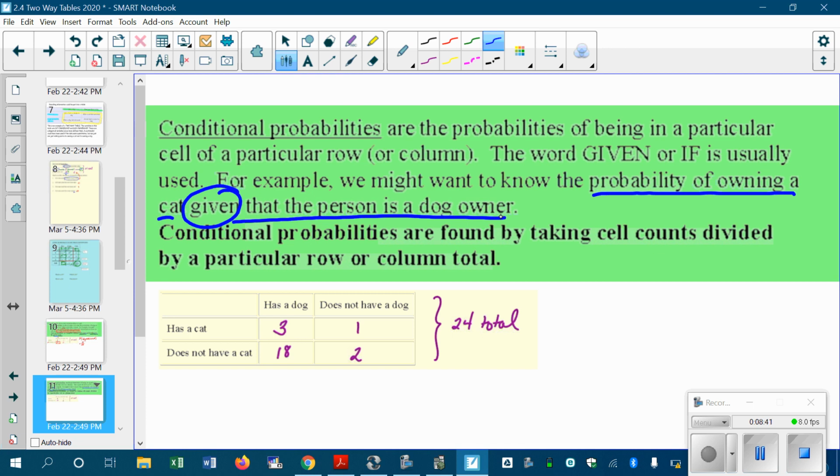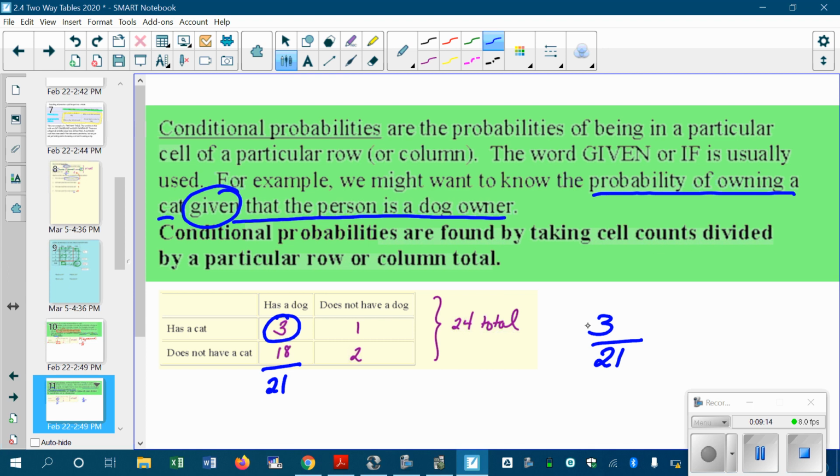So how many dog owners did we have? We had 21 dog owners. And out of those 21, how many of them also had a cat? That's these 3. So my probability of owning a cat, knowing that that person already owns a dog, is 3 out of 21. So I'm not looking here at the whole group. I'm looking at a subgroup.